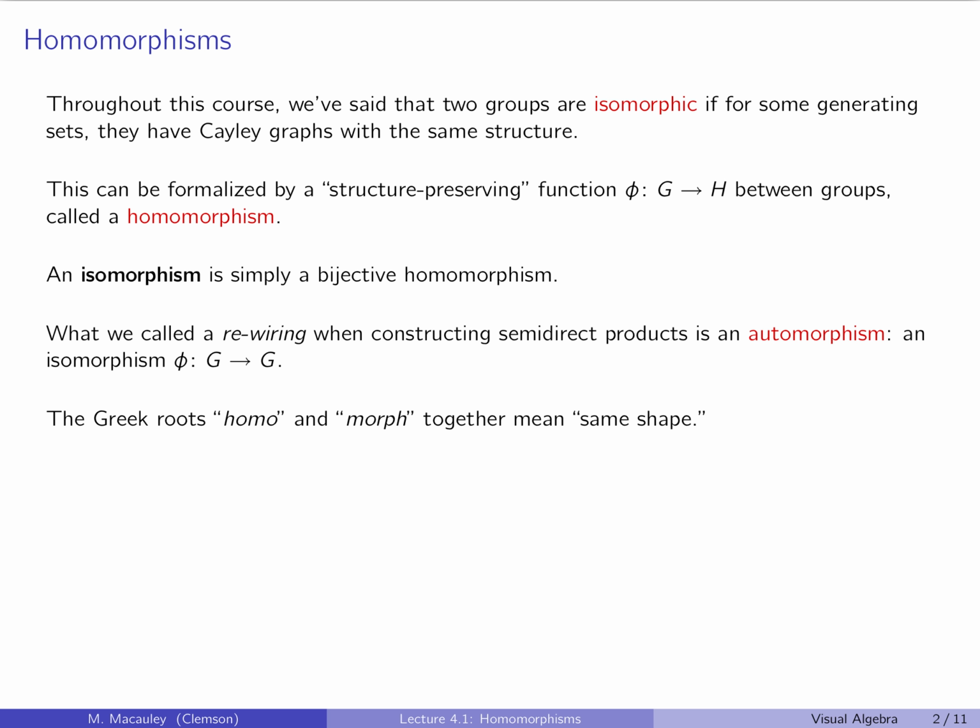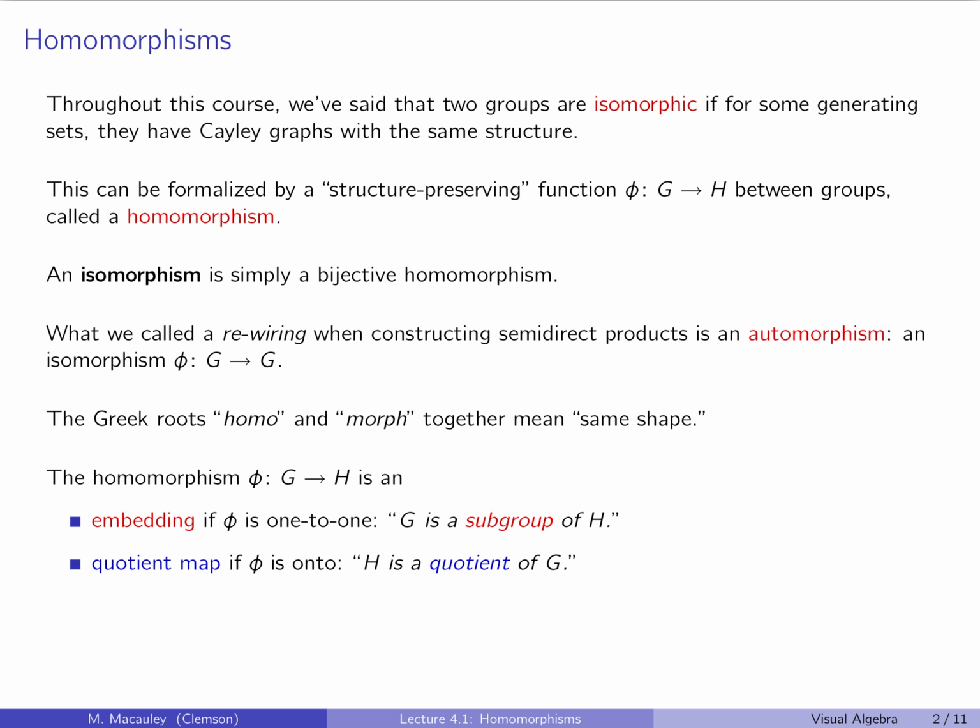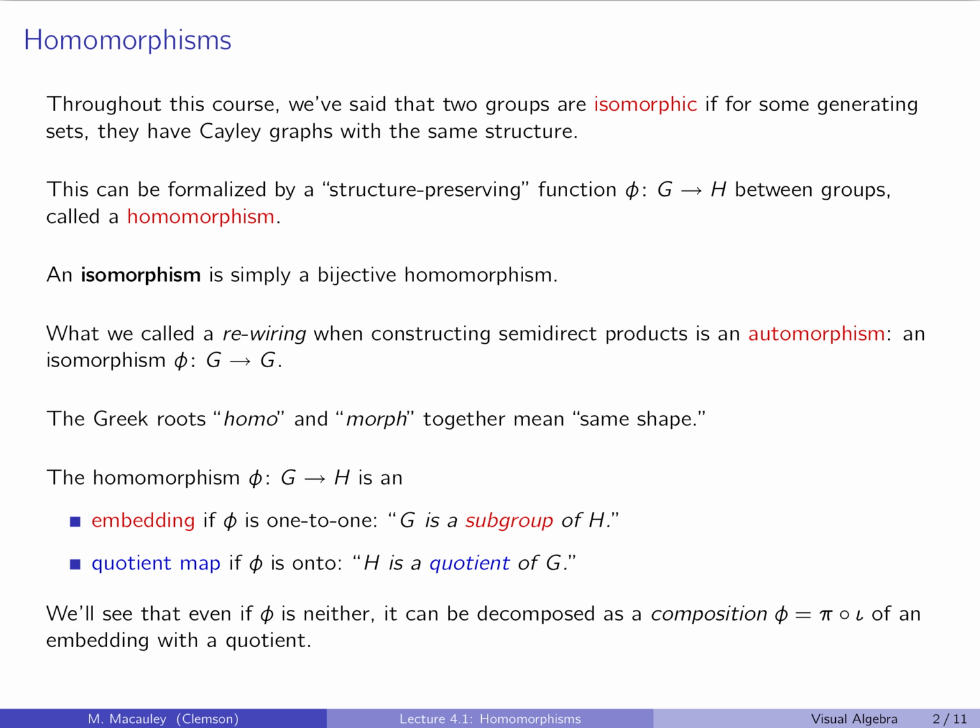The Greek roots homo and morph together mean same shape. The homomorphism phi from a group G to another group H is an embedding if phi is 1 to 1, and this occurs when G is a subgroup of H, and it is a quotient map if phi is onto. In this case, H is a quotient of G. We'll see that even if phi is neither an embedding or a quotient, it can be decomposed as a composition of first an embedding with a quotient.